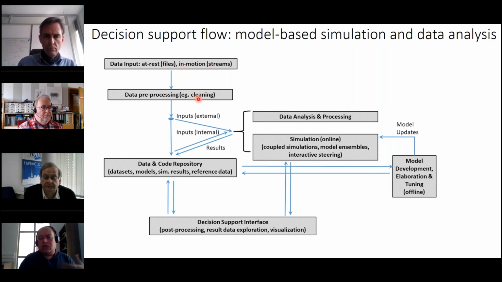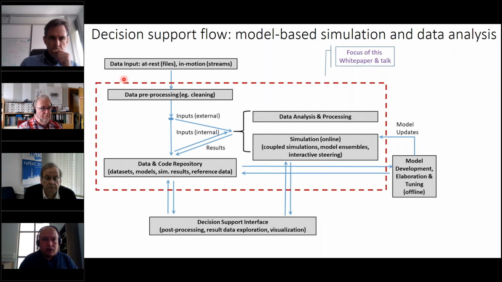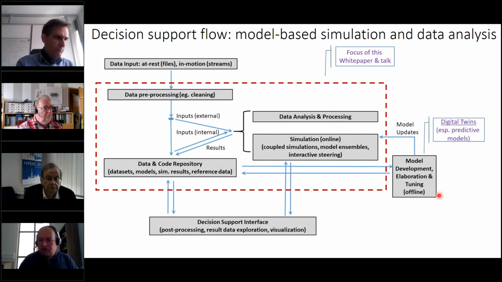Perhaps they need some pre-processing, such as cleanup and format transformations, to make them usable by the existing codes. And there is some sort of user interface where the domain experts and the incident response team will be interacting. Now, the focus of this white paper and talk is the combined use of simulation and data analysis with existing code and data assets. And I'm just pointing out that the development of the models and elaboration and tuning is a major endeavor itself.